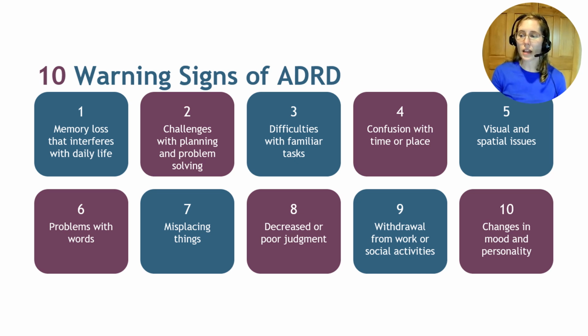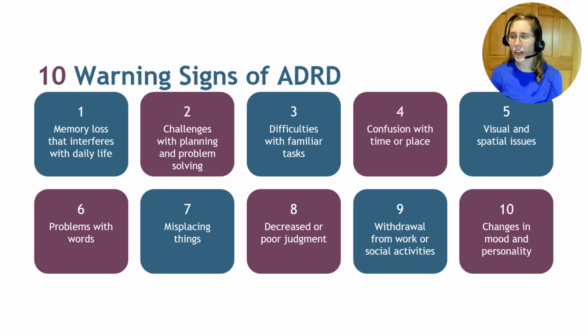Next, we have challenges with planning and problem solving. This may include difficulties developing and following a plan, such as keeping track of your monthly bills. Next, we have difficulties with familiar tasks. Maybe it's following a familiar recipe or trouble driving to a familiar location that you always knew how to get to. Next, we have confusion with time or place.